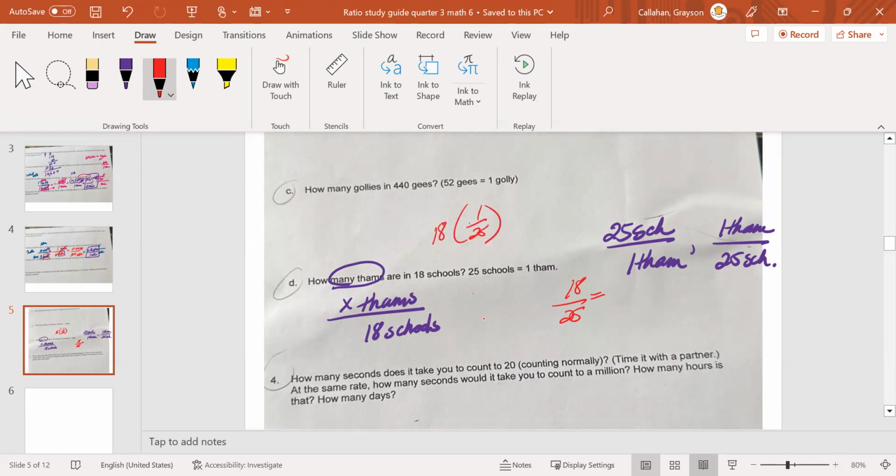I'm trying to explain it to him, and I did it at one point, and now we're reviewing it, and I have a bunch of other things in my head. So 18 over 25, so then you would just have to divide 18 by 25. It's going to give you 0.72. So then, remember in my other video, I wrote it down. I said there are 0.72 TAMs in 18 schools, okay?